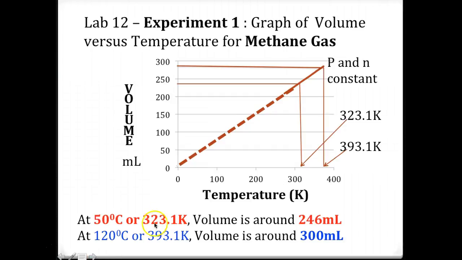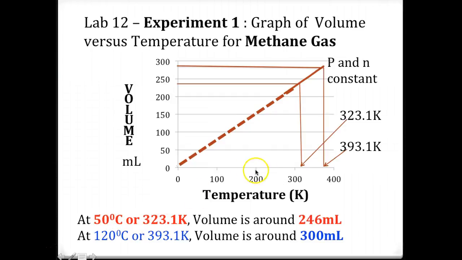So now in this case, you don't have to do one over anything. You can simply plot volume versus temperature, with temperature on the x-axis, and you'll get a straight line. So Charles' law, you're going to get a straight line just by plotting the volume versus temperature. The temperature is in Kelvin, and they are asking you to determine what the volume would be at 50 degrees centigrade.